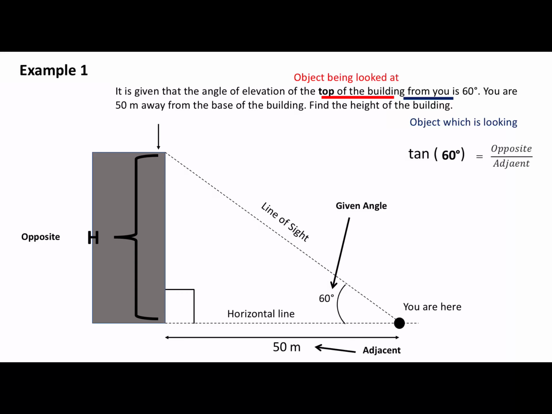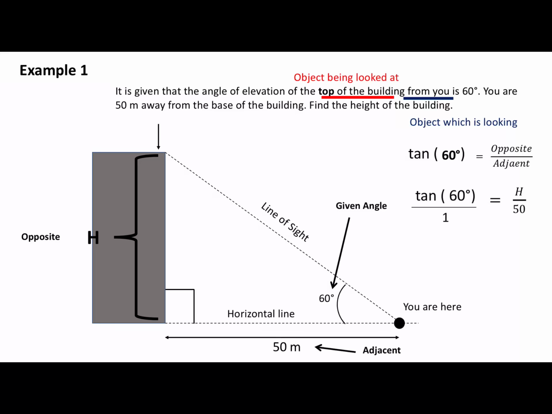And we know it's opposite over adjacent. What is the opposite? H. What is the adjacent? 50. So we write it down. And from here, it's straightforward to solve it. Just put tangent 60 over 1 and then you cross multiply. Now, why do we cross multiply? Because we don't like to deal with fractions. We cross multiply so that we do not get any more fractions.